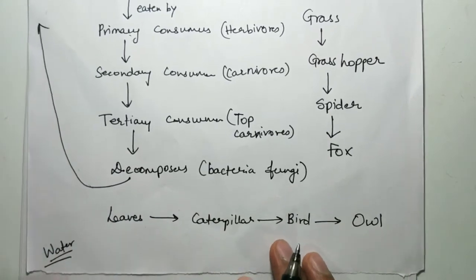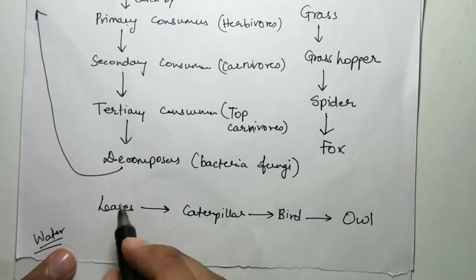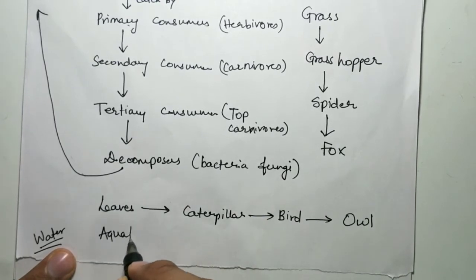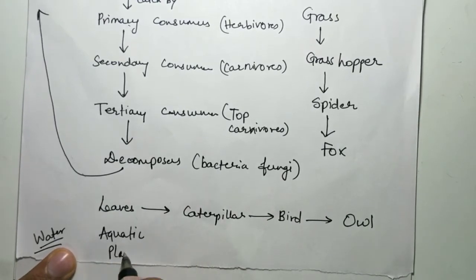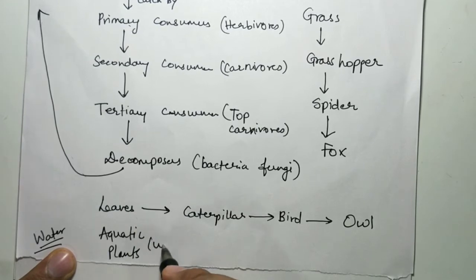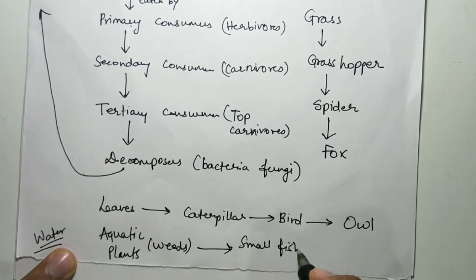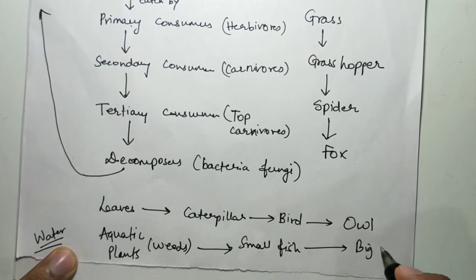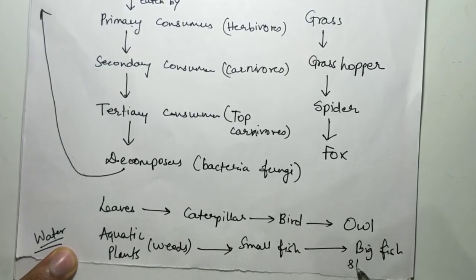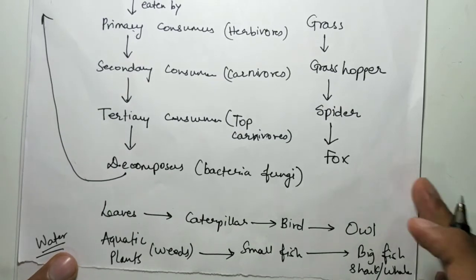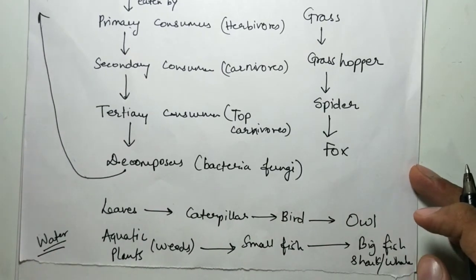Okay, so inside the water, if you have aquatic plants, like you can call them weeds, these weeds are eaten by small fish, and these small fish are eaten by a big fish like a shark or a whale. These are big fish. So this is again a food chain. These are different types of food chain.